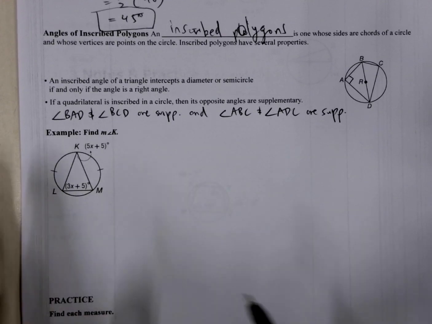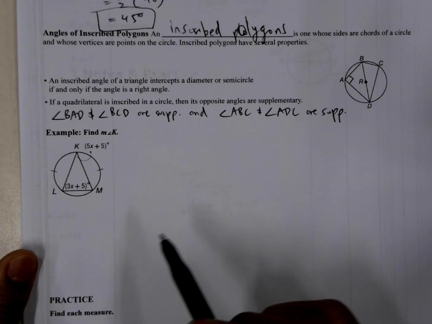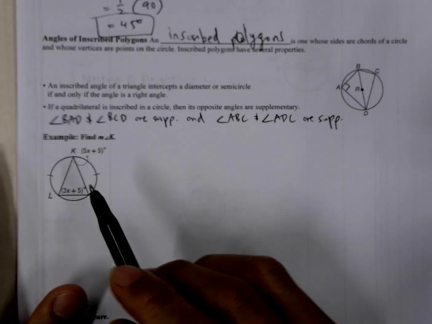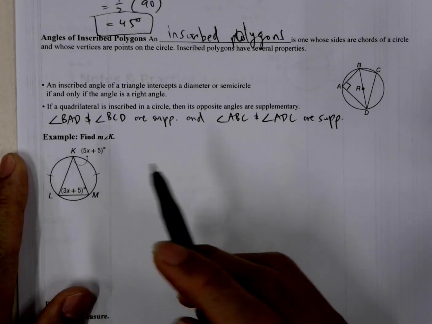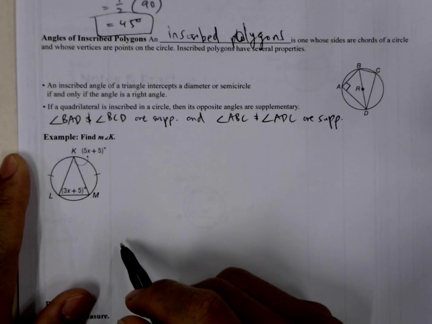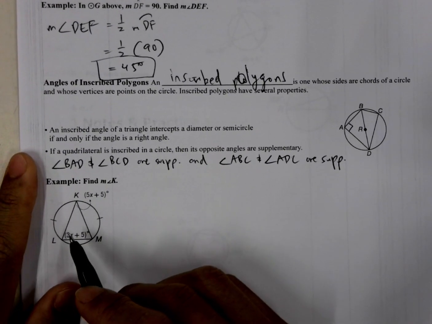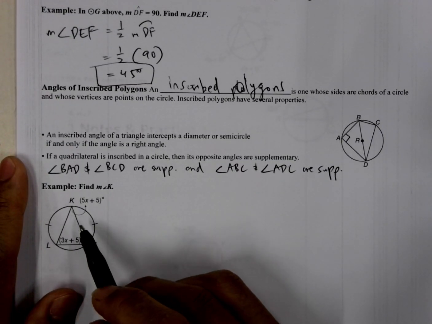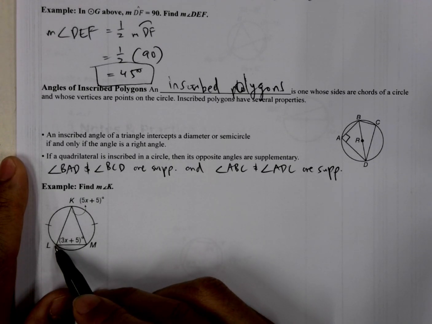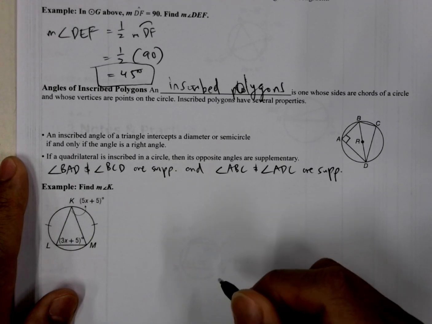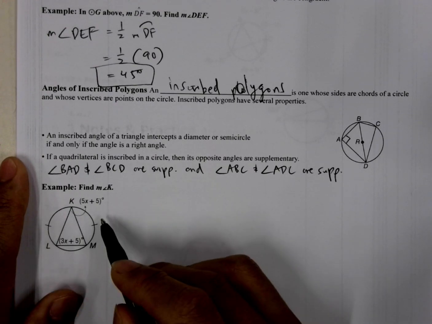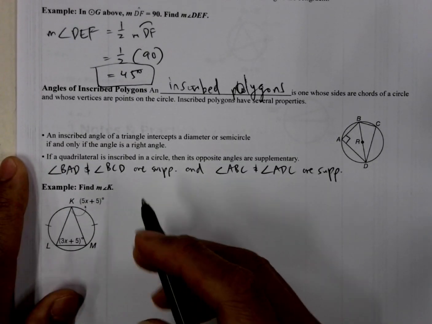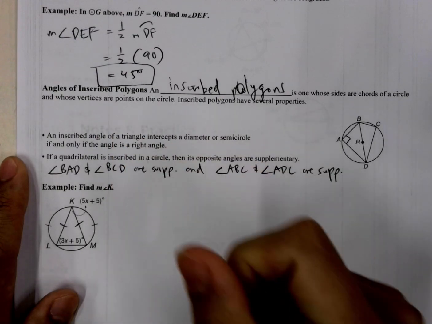Okay, so let's go ahead and use those properties to solve this example problem here. We're supposed to find the measure of angle K. And what do we have? We are given the length of chord LM, and we're also given the measure of angle LKM. And we're also given that these two chords are congruent. If the chords are congruent, that means these sides are congruent.